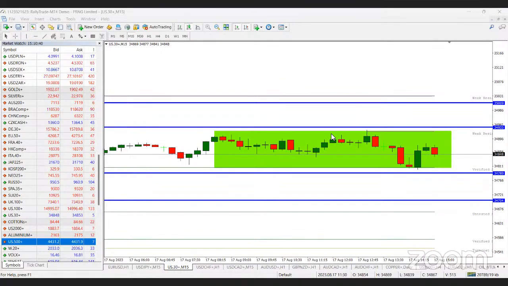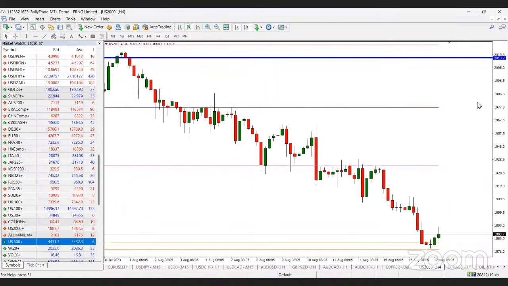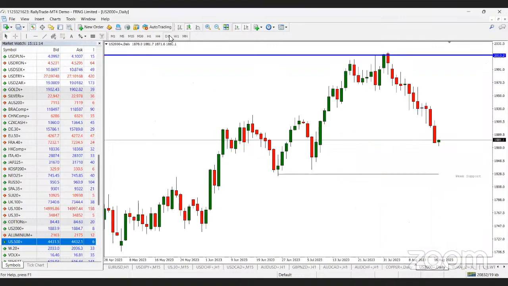Okay, let us move on to US 2000. So US 2000 on 4 hours actually gave a bullish, just like all of them did on 4 hours. US 100 gave a hammer on 4 hours. US 30 gave a hammer on 4 hours. I can't remember if we saw that on US 500, but US 2000 also gave a hammer, which signified an end to the buy, but that could also be a kind of retracement.